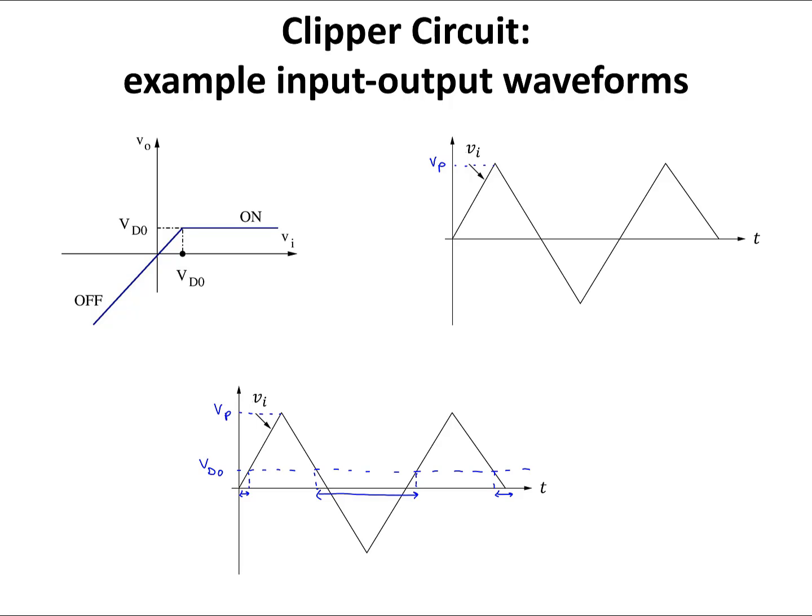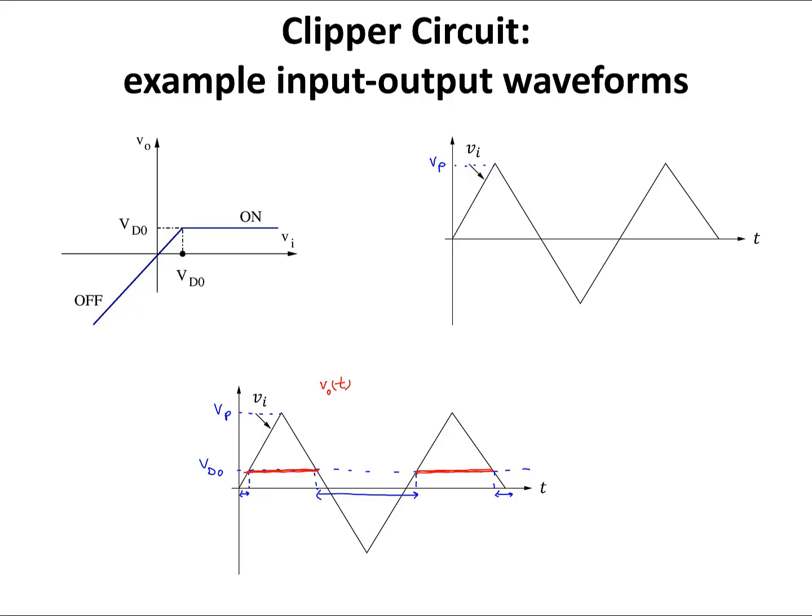Now I know from the transfer function that when Vi is greater than VD0 volts, the output is going to be a constant value equal to VD0. So in this time range, this is my output voltage. I'm plotting V out of t with red ink, and again in this time interval V out of t equals a constant voltage value equal to VD0.